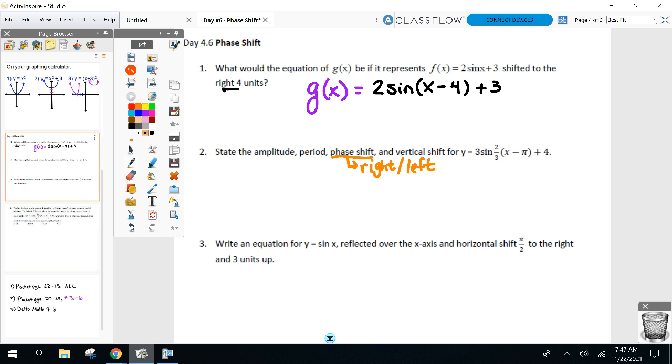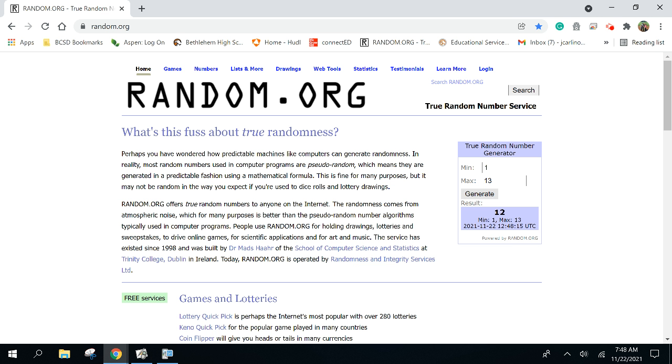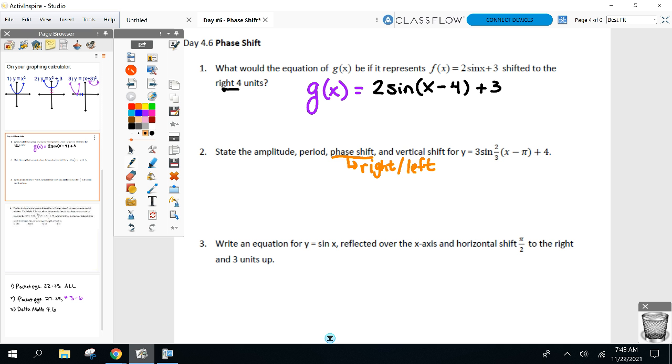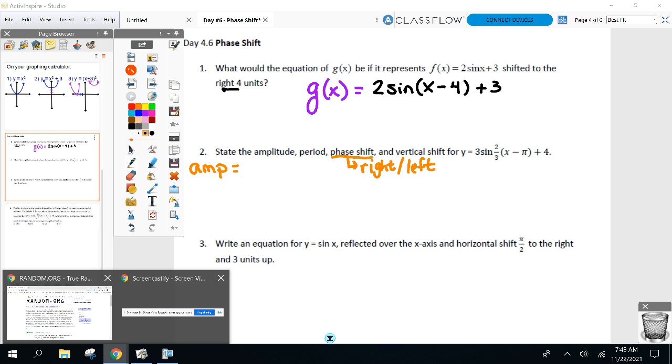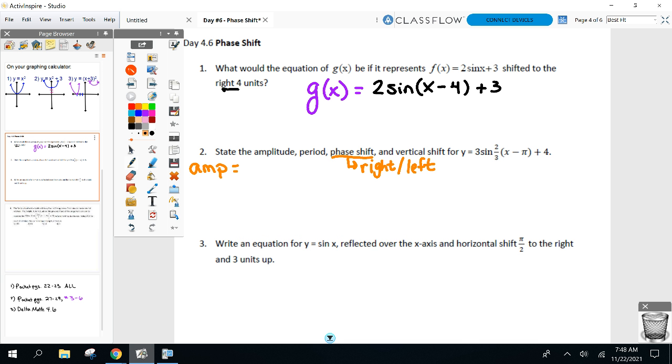Amplitude. We could find min and max and do the amplitude formula, but how can I find the amplitude just given the equation? It's the a value, right? The positive a value. Amplitude is never negative. So what's my a value in this equation? What's my a value here? 3.